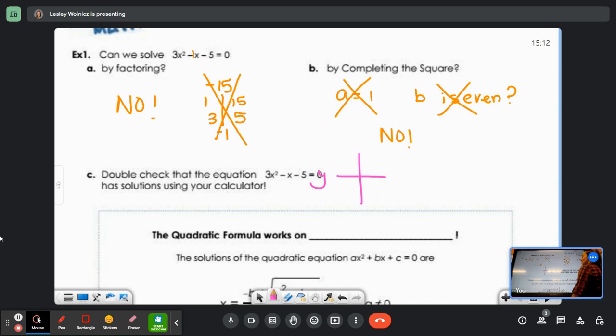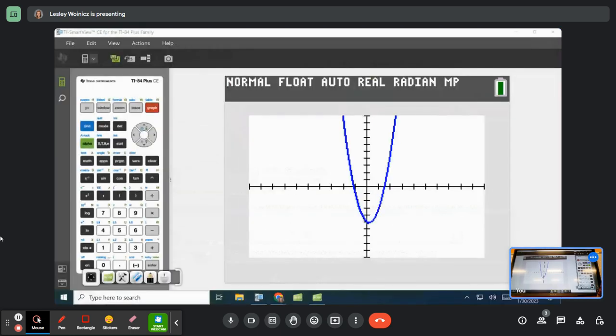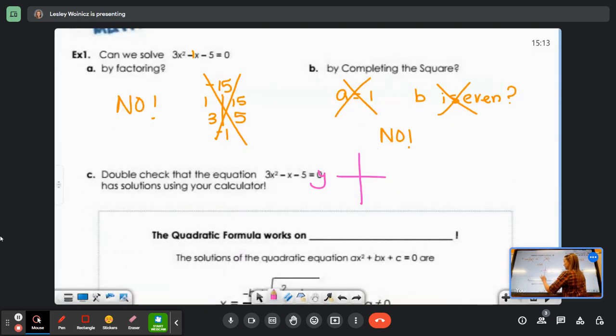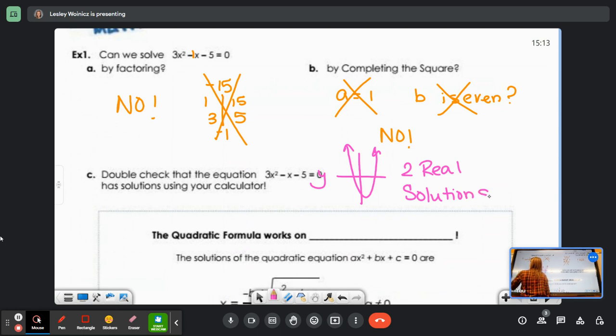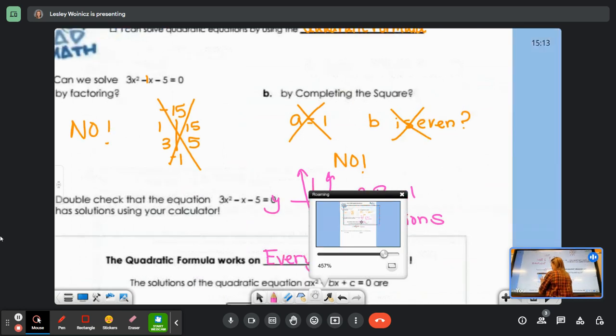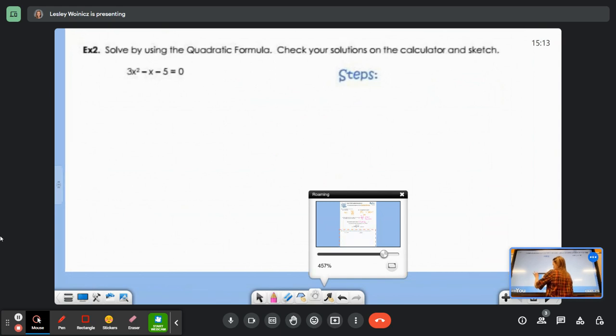Okay, so you should get something that looks kind of like this. It's kind of crooked though. What does it look like? Okay, it looks like that. It's kind of like lopsided a little bit. Okay, so we definitely have 2 real solutions. What works on everything? The last thing that we learned about. Yeah, the quadratic formula. Okay, so let's try some examples, and we'll write down the steps too.